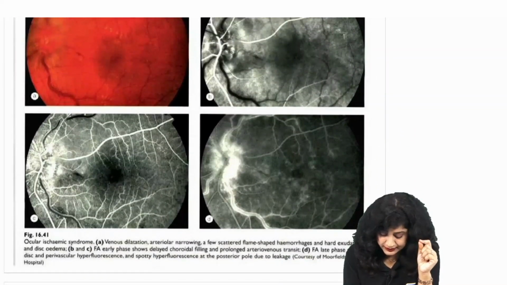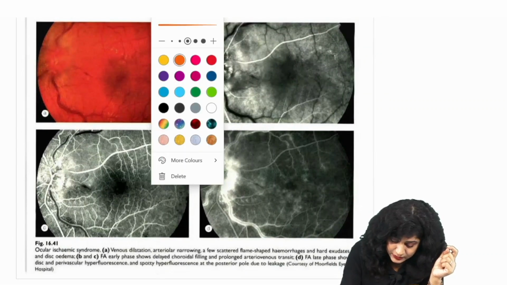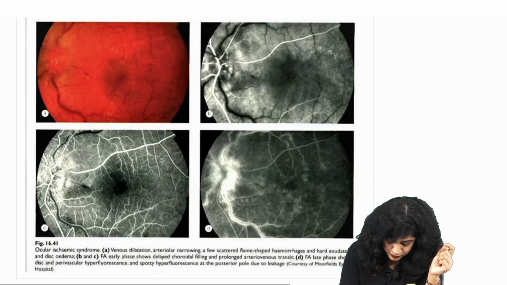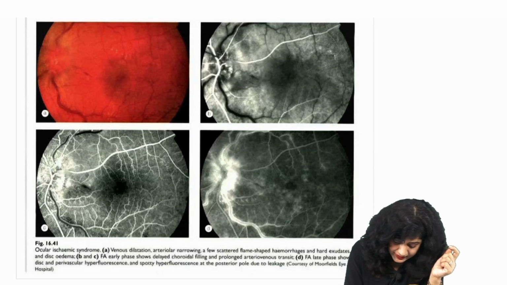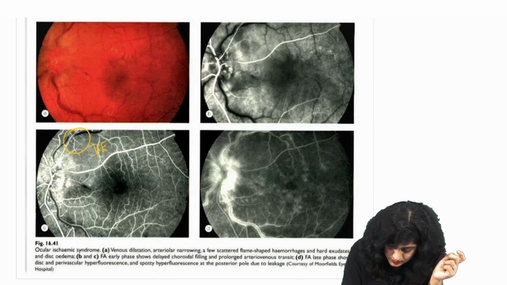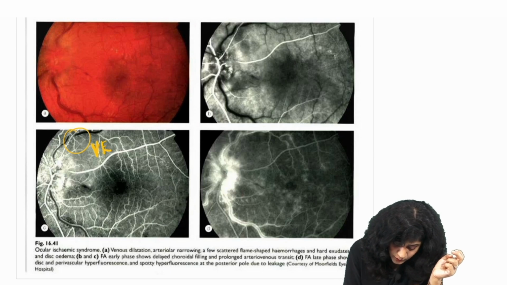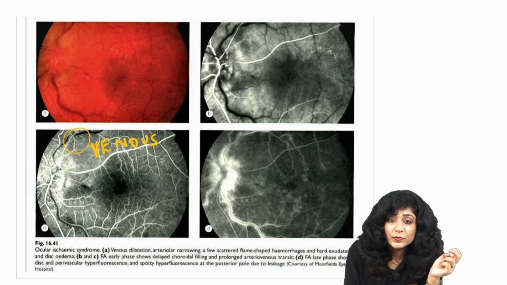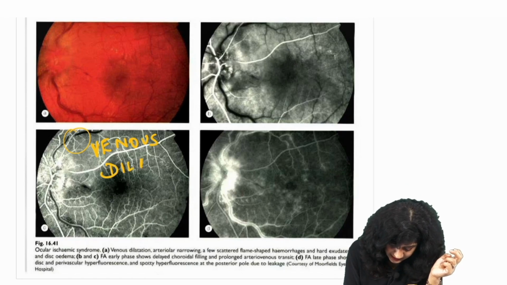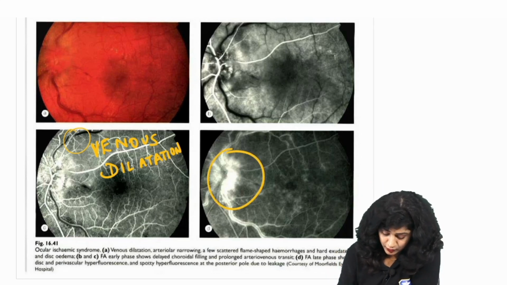These are your pictures showing the fluorescein angiography, and what are the things that you can see here. In the fluorescein angiography, you can see there is actually the dilatation of the veins. Can you see? Is this visible here? Is this color visible, or I'll use the other one? So we have the venous dilatation, arterial narrowing, due to which we have got the hyperfluorescence. You can see this hyperfluorescence, right?